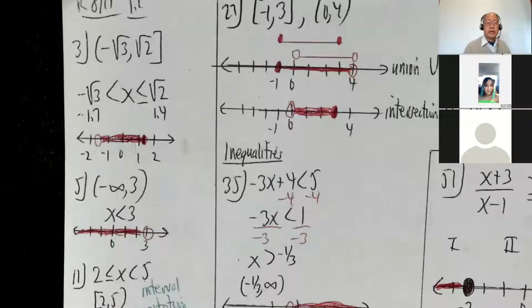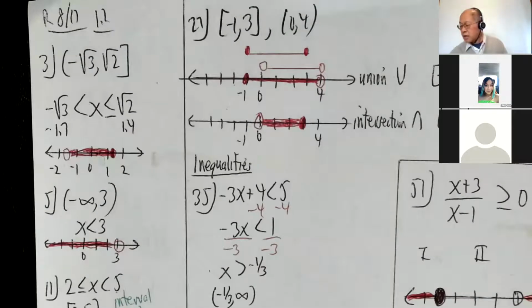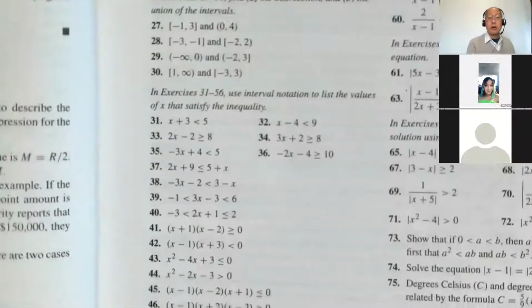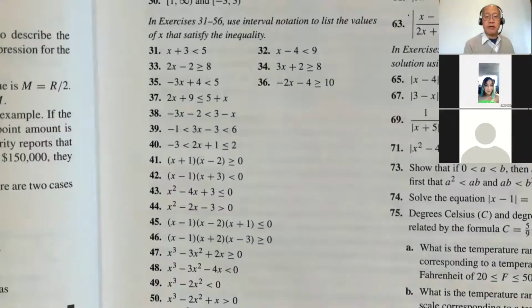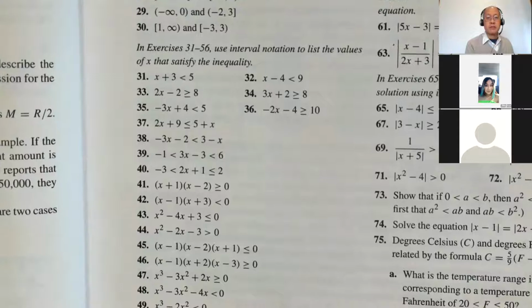All right, the next set of problems are inequalities. That's most of the rest of the problems. How to do stuff like less than, greater than, less than or equal to, and so forth.